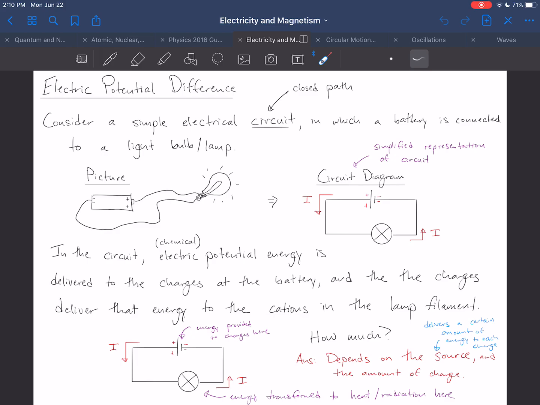So if you just leave this hooked up, obviously energy is continually being delivered to charges here. And then those charges deliver that energy as light and heat in the lamp. So the answer to our original question, how much energy is delivered, depends on the source, that's the battery here, and then the amount of charge, where the amount of charge will usually depend on the time that you leave the circuit running.